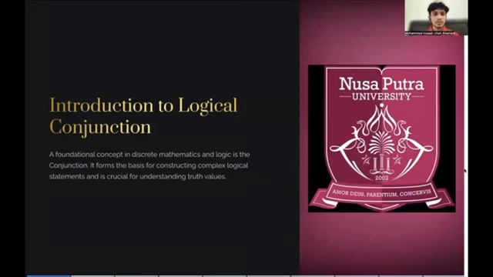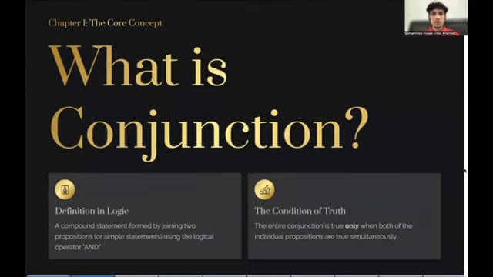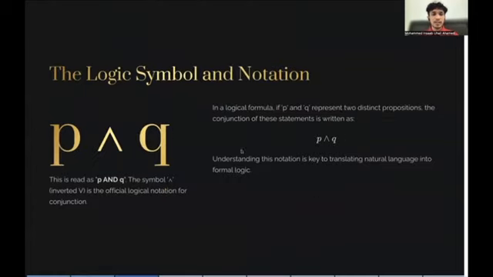Hello guys, today let's discuss conjunction. So what is conjunction? The definition is a compound statement formed by joining two propositions using the logical operator AND. The entire conjunction is true only when both of the individual propositions are true simultaneously. So the logical symbol is P and Q.